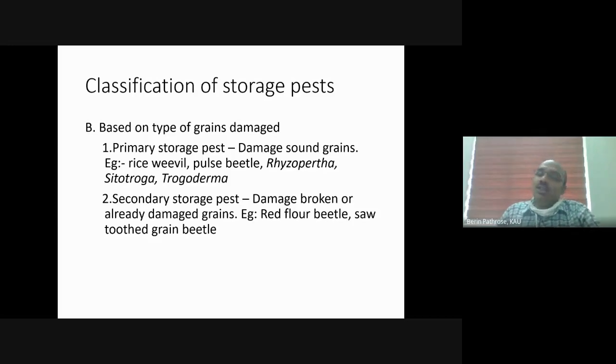whenever we store a grain, we normally store only whole grains or sound grains. We usually discard damaged grains.